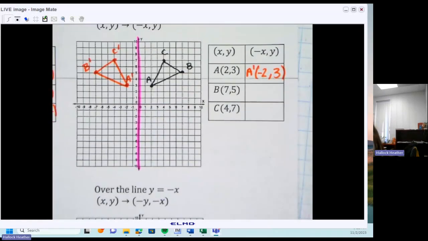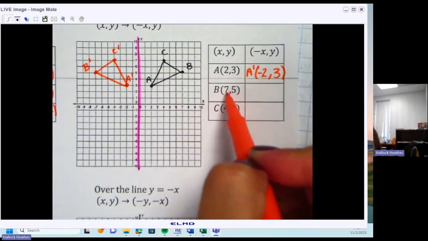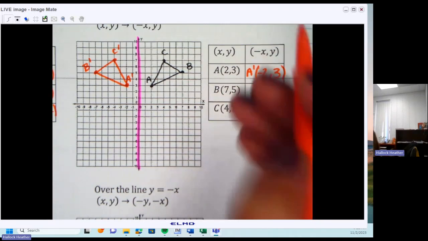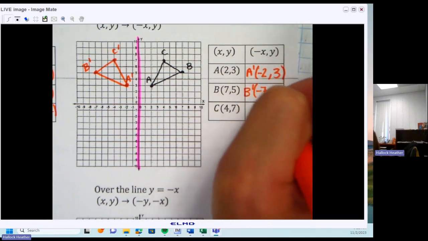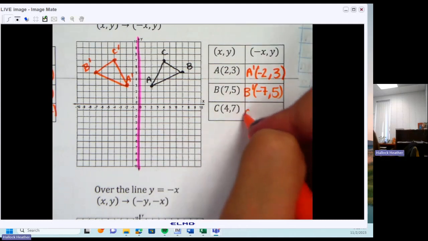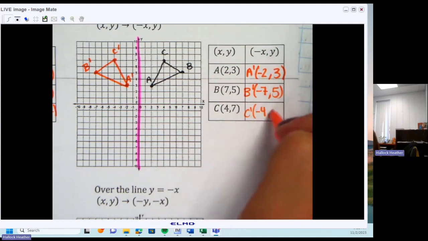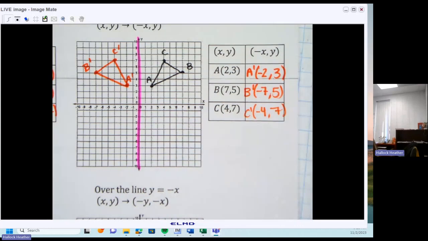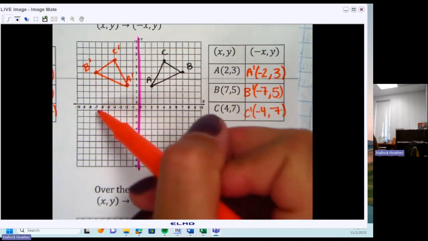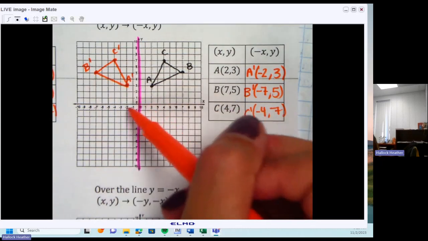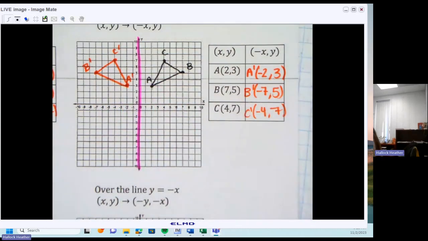Yeah, so this is different from the last thing that we did. So B, it was 7, 5. So now my rule is I'm making x negative. So B prime is now negative 7, 5. Y stays exactly the same. C prime is negative 4, 7. And you could also just look at your graph to make sure that that matches. So I went over negative 4, I went up 7 to get to C prime, I went over negative 7, went up 5 to get to B prime, went over negative 2, went up 3 to get to A prime.